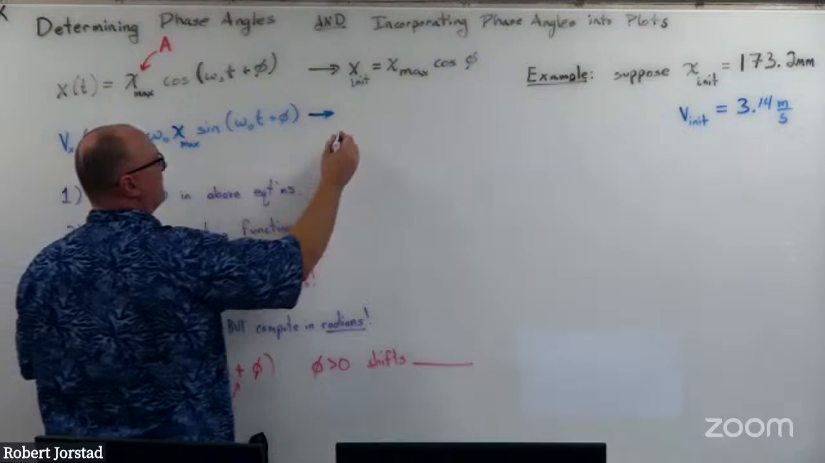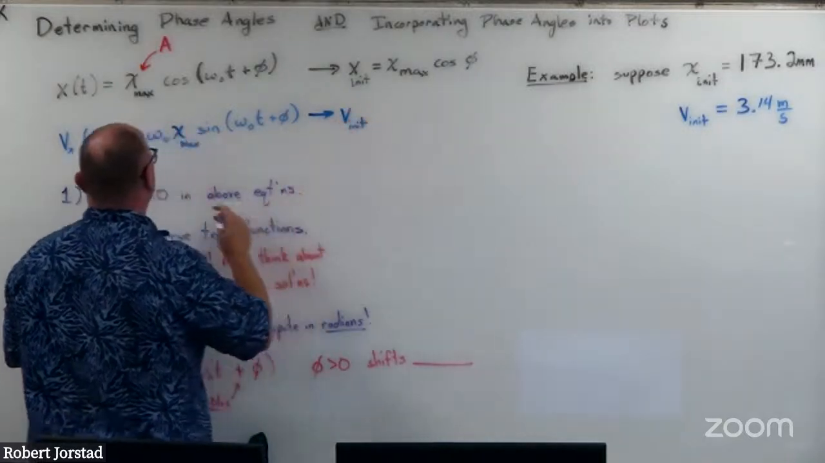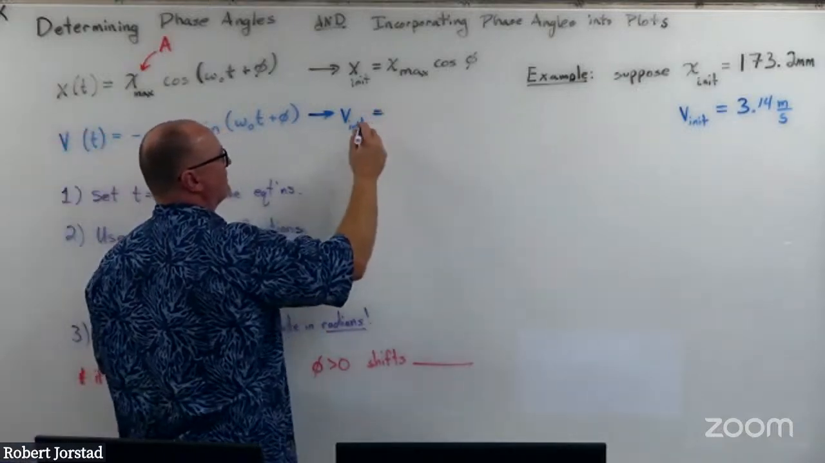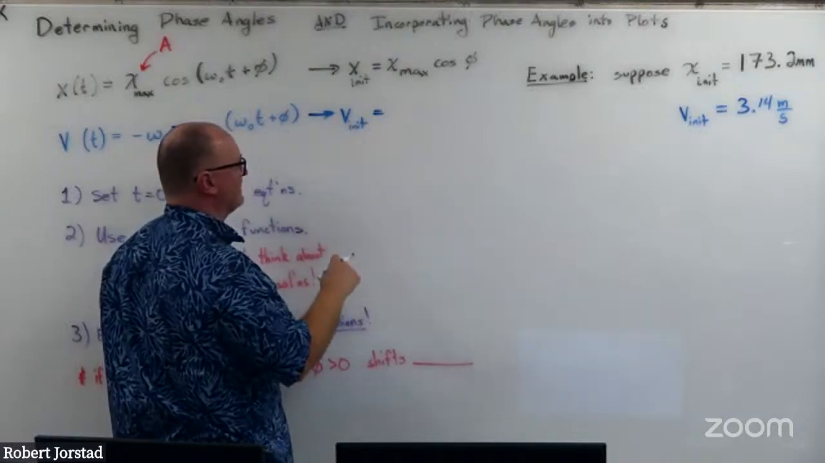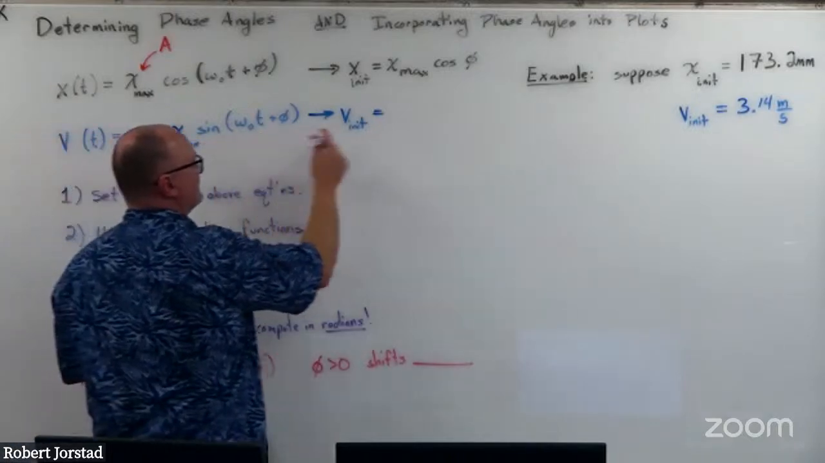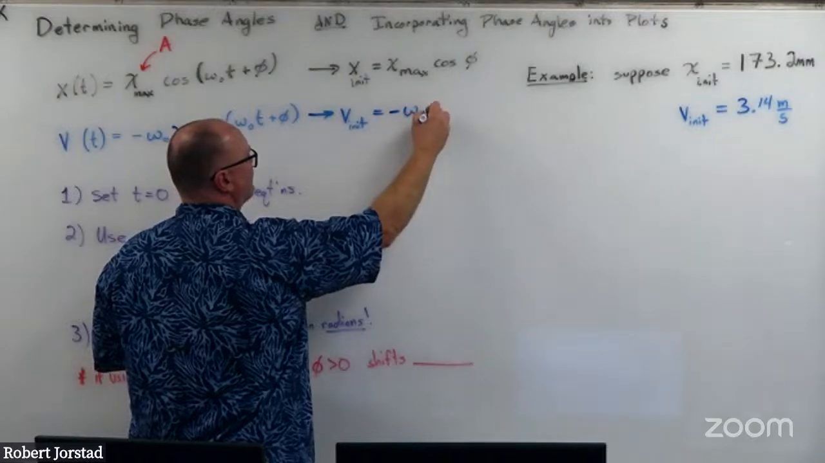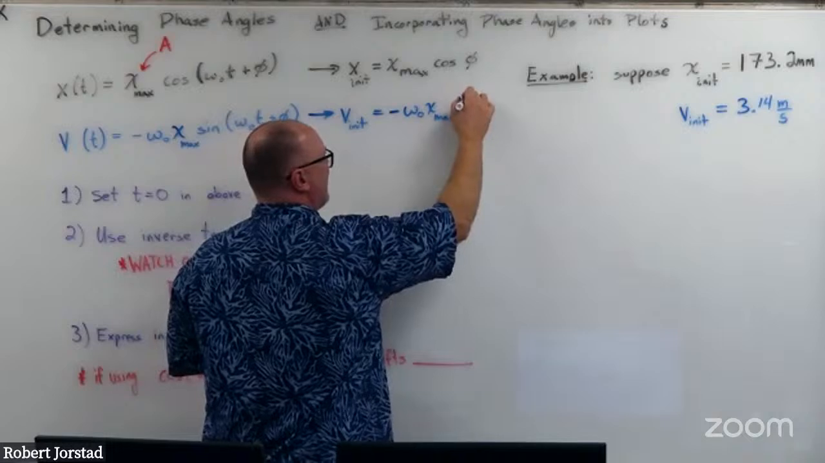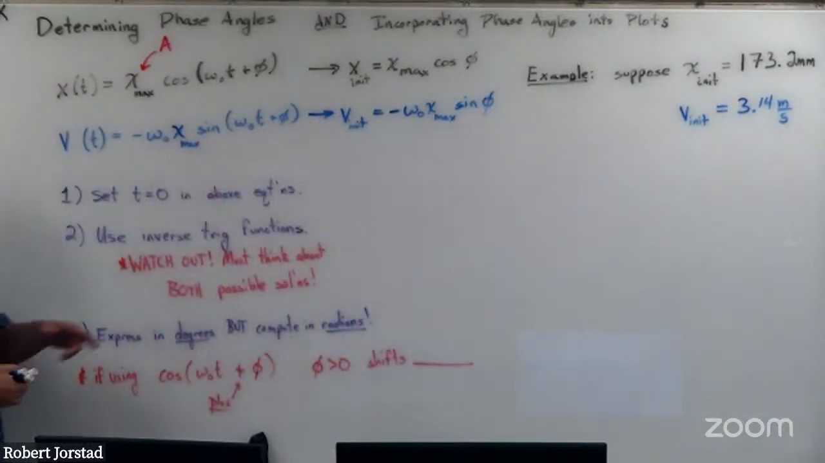This is going to become the initial. I guess I'll erase that subscript x for now because it's an x oscillation. I don't care. If we were doing a formal lab report, we should be consistent, but we're not. We're just trying to do an example problem here. Setting t to 0, we get minus omega naught x max sine of phi.